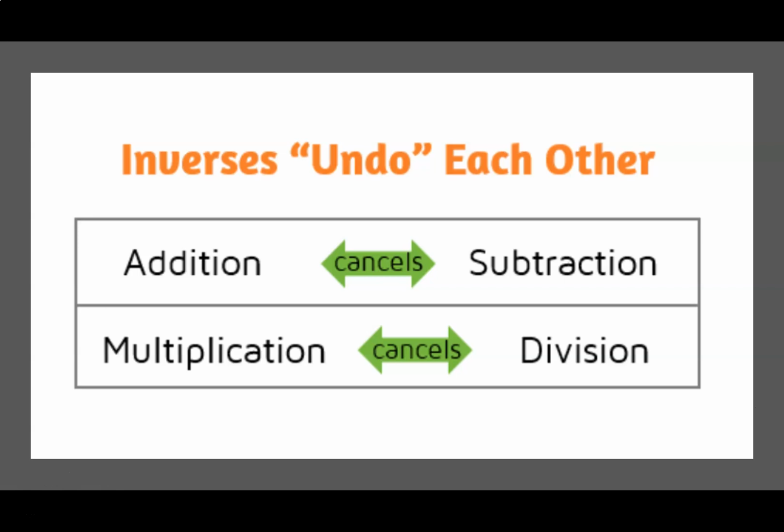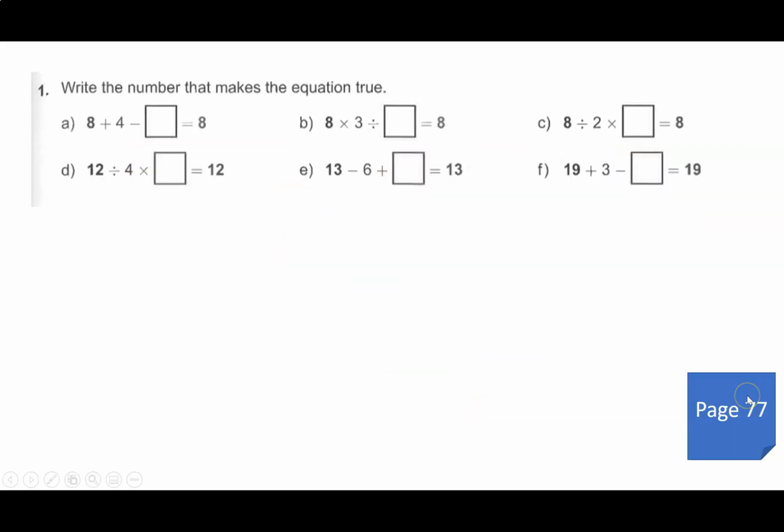And here is a review from yesterday. Yesterday we talked about inverses. Inverses undo each other. We know that addition cancels subtraction and vice versa. We can think of addition and subtraction as opposites of each other. Another way of saying opposites is inverses. Multiplication can cancel division, and division can cancel multiplication. They are inverses of each other.